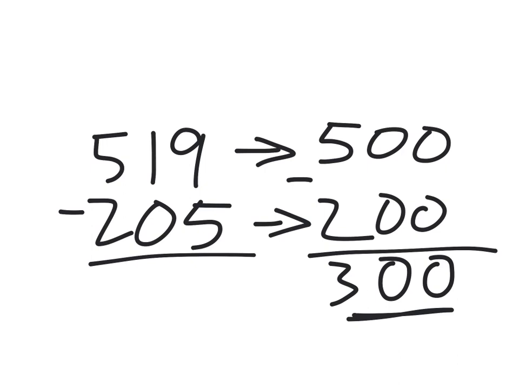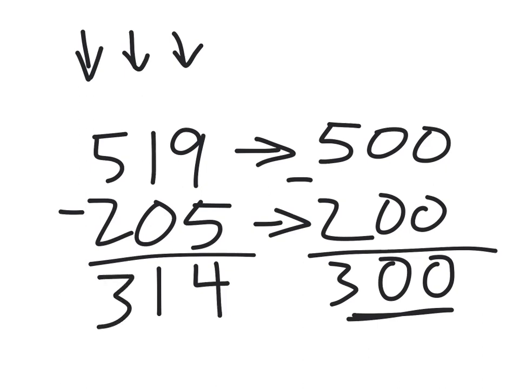So, class, are we going to start in the ones place? Yes, let's start in the ones place. 9 minus 5, class? 4. Now we're going to move over to the tens place. 1 ten minus 0 tens is? 1 ten. And then now we're in the hundreds place right here. 500 minus 200? 300. Now let's check and see. Is 314 really close to 300?